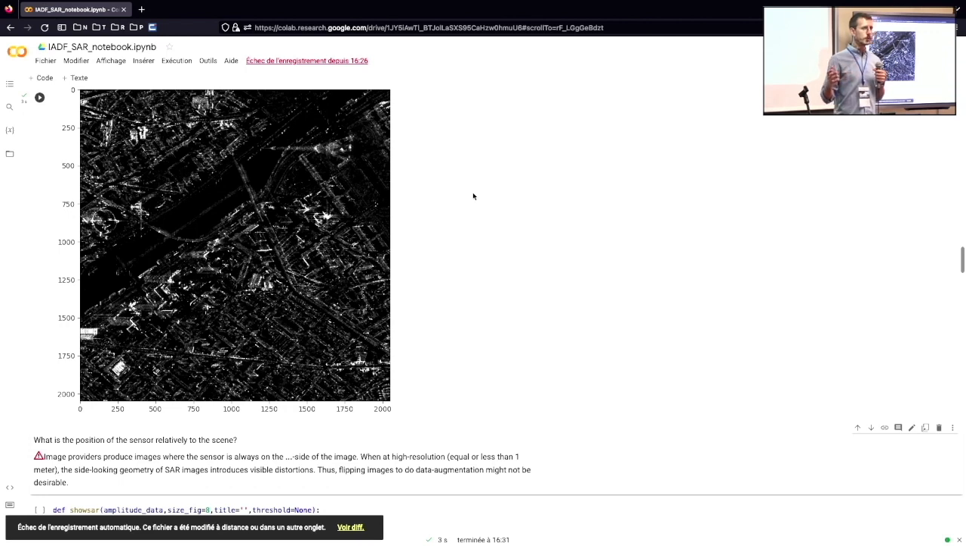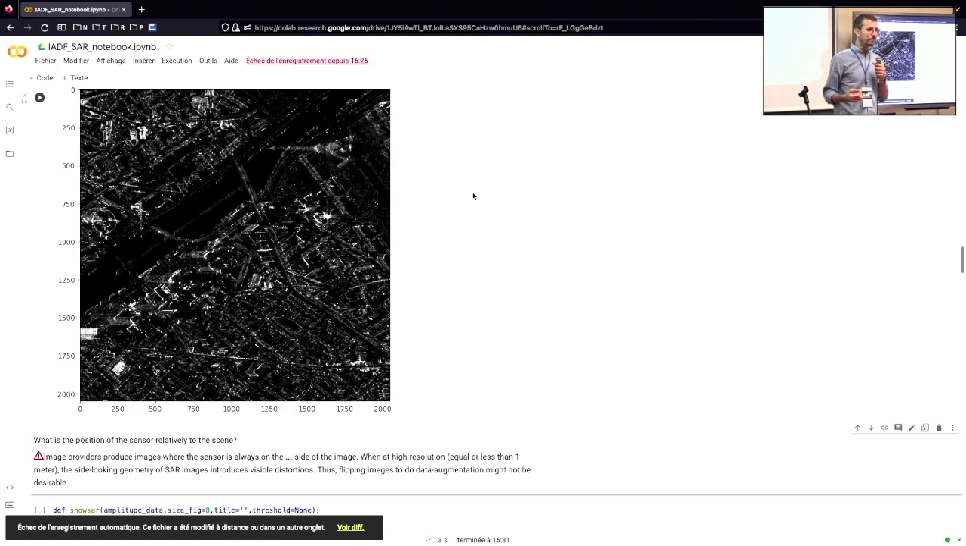So maybe one takeaway, something that was mentioned yesterday also by Michael. When you do deep learning, sometimes you apply some data augmentation techniques in order to augment your data set. But there are some techniques that are not adapted to any sort of data. So by convention, when you download SAR images, image providers give you images where the sensor is always on the left. So if you flip this image with respect to the vertical axis, you are changing completely the geometry of the SAR image.